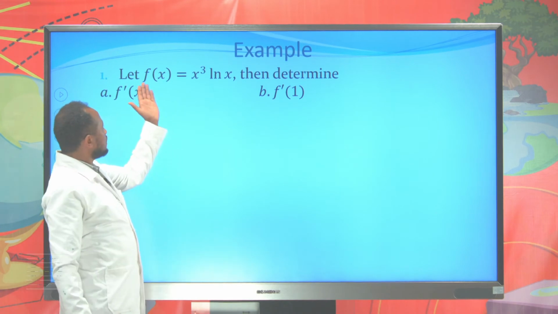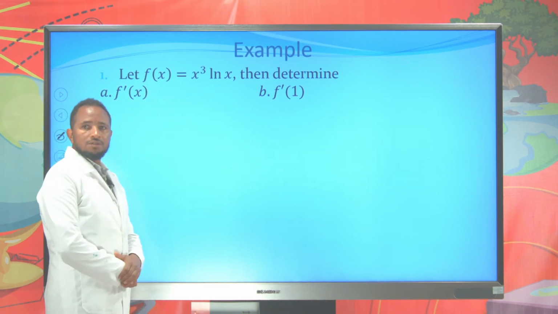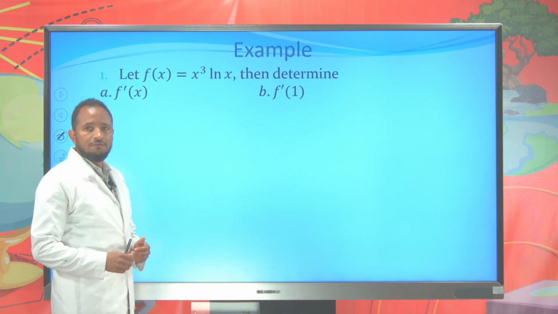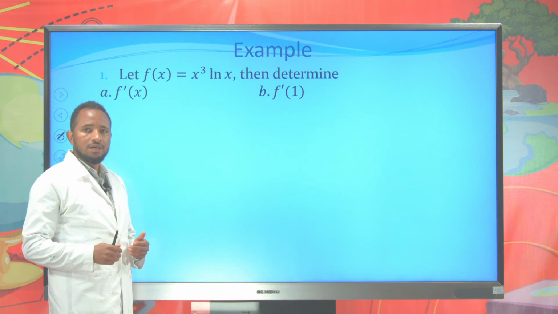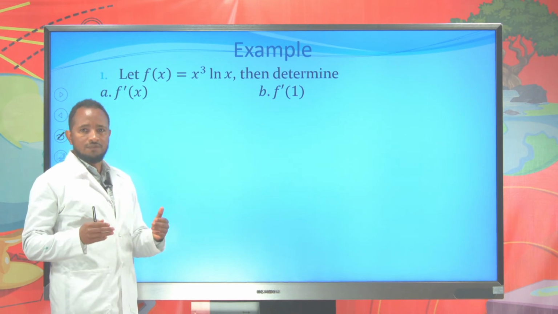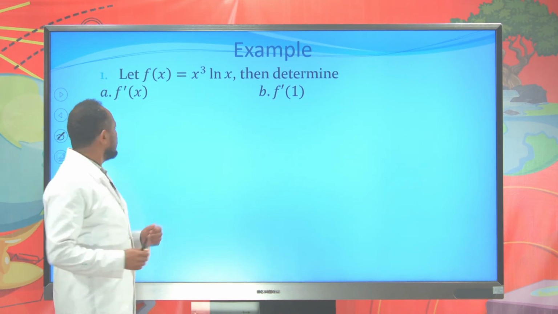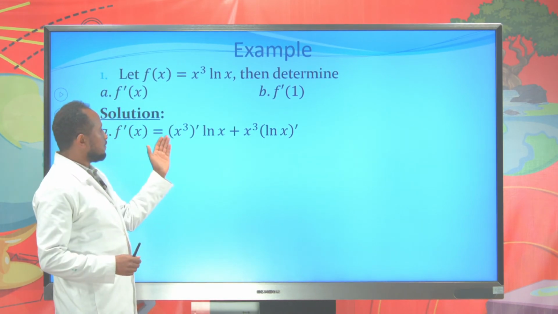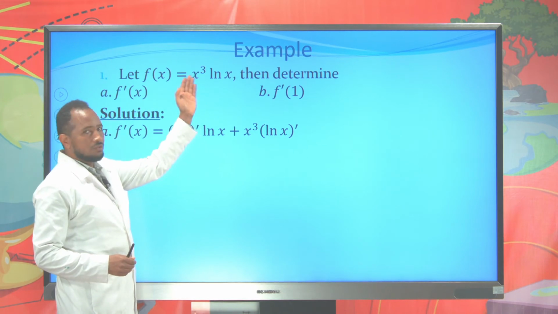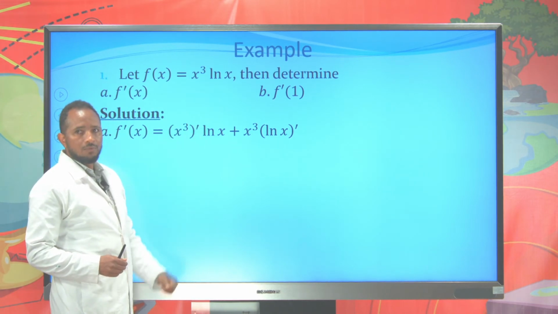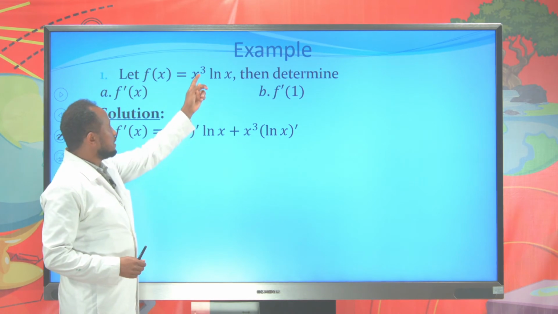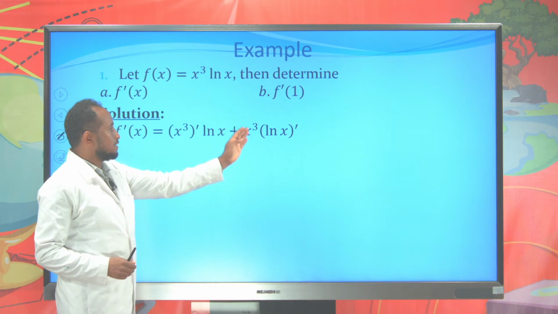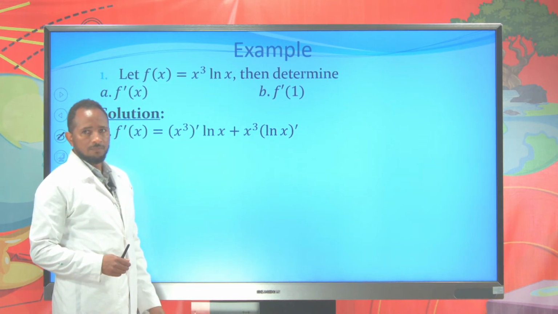So let's take this one. f of x is equal to x cubed ln x. Then we are asked to determine f derivative of x and f derivative of this function at 1. Solution. This function is a product of two functions, so applying the product rule, we have the derivative of the first function times the second, plus the first function times the derivative of the second function.